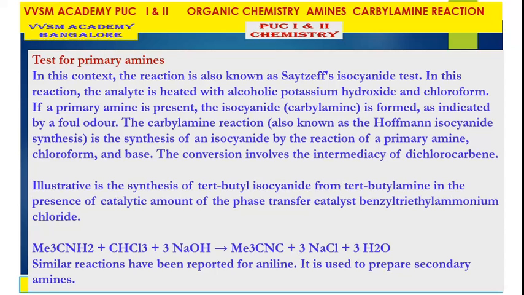So this is the reaction. Methylamine, chloroform, sodium hydroxide gives methyl isocyanide plus 3 NaCl plus 3 H2O. Similar reactions have been reported for aniline also. It is used to prepare secondary amine.